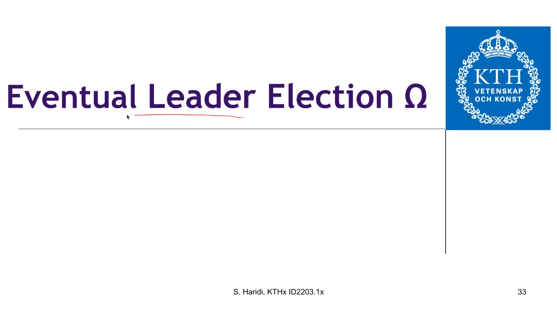We discuss eventual leader election, omega. So eventual leader election omega means that all processes will eventually agree on a single process as a leader.